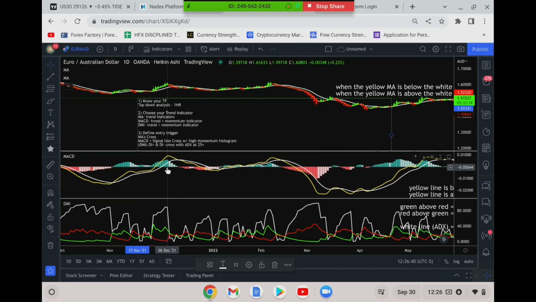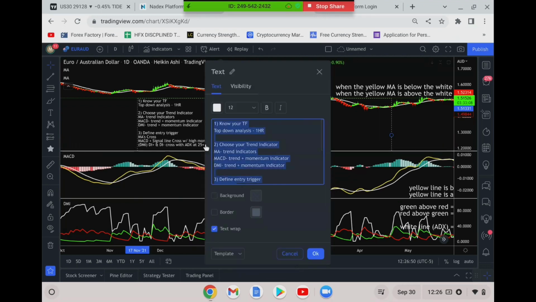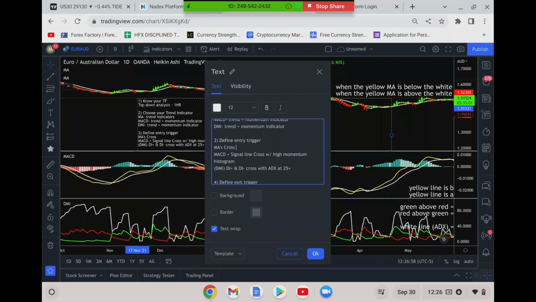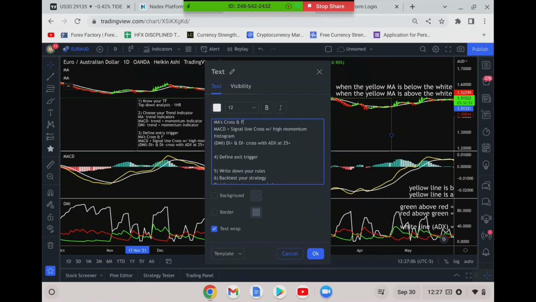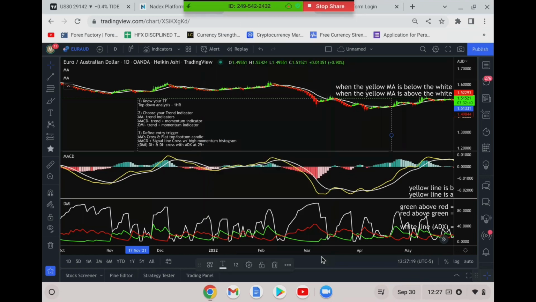And lastly, we are looking for our DI plus and DI minus to cross on our DMI, along with the ADX to be above 25. Let's also not forget to add in there, right? Let's not forget up here with our MA crosses, we also want to see a flat top or bottom candle. All right, we cannot forget about our flat top and flat bottom candles, you guys. Those also represent momentum within the market.